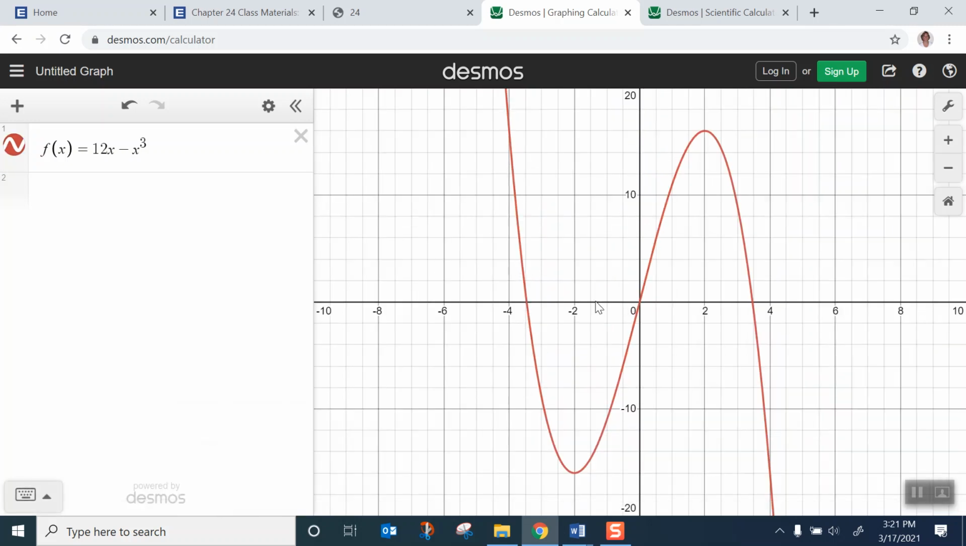So when you take a look at the graph, notice there's our -2, -16 is our minimum. 2, 16 is our maximum. Our function is decreasing until we get to -2. We're increasing until we get to 2, and then decreasing again after.